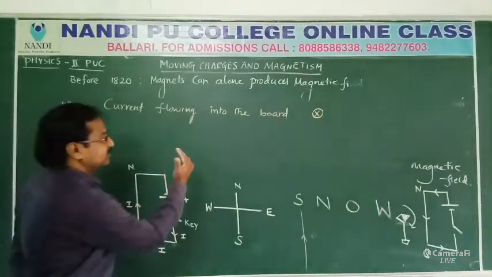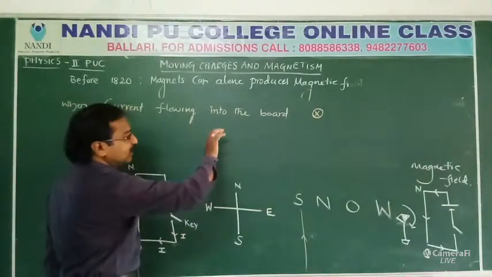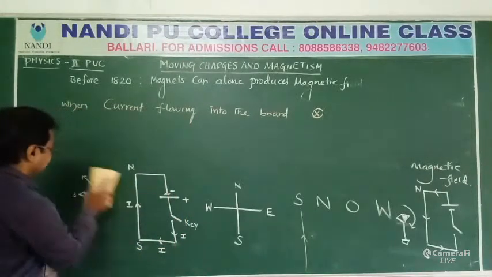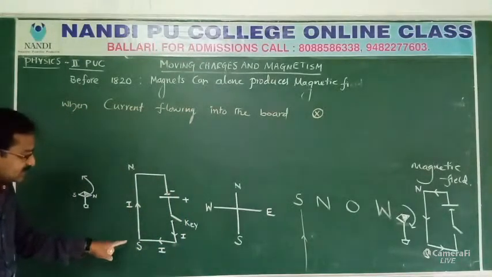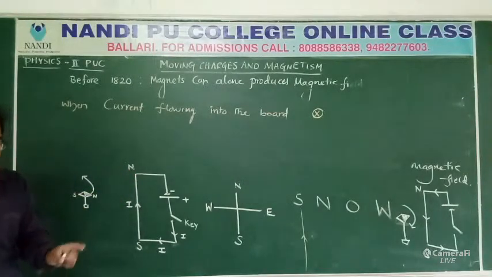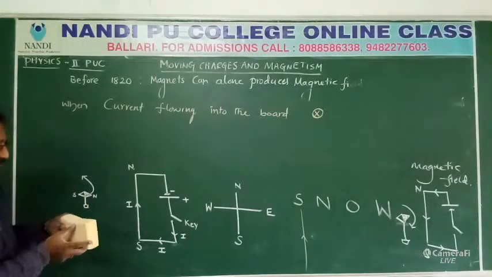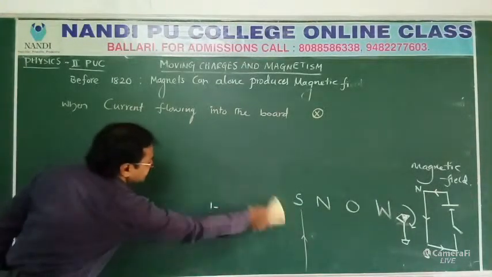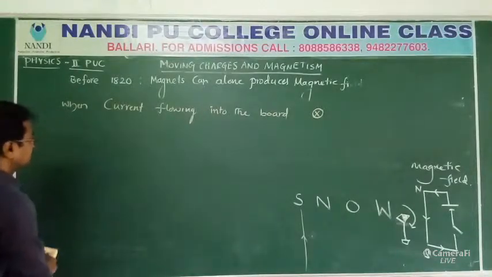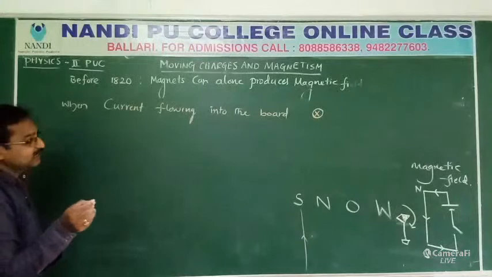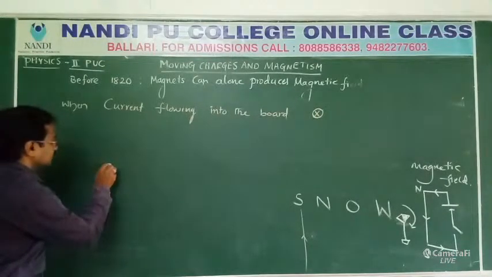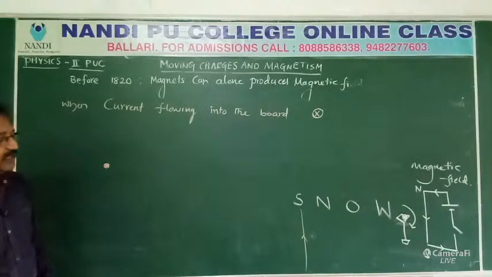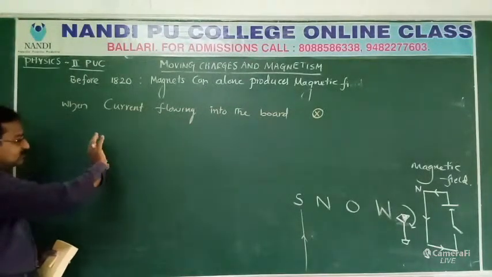Okay, children? See. This thumb is into the board. This is out of the board. Understand, children? Now see here. Remember, when current passes from south to north, the deflection of the needle is towards the west side, like this. Otherwise, east side. Okay. Now see here. Now I will take current into the board. This is the symbol, cross. Current is flowing into the board, means like this.